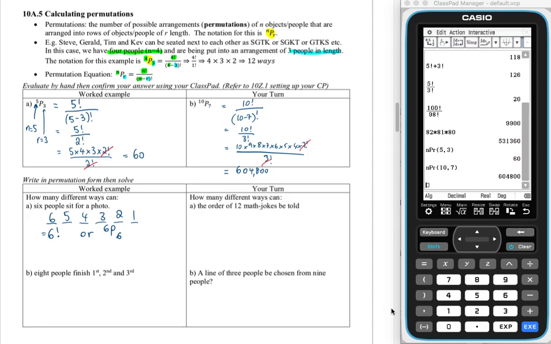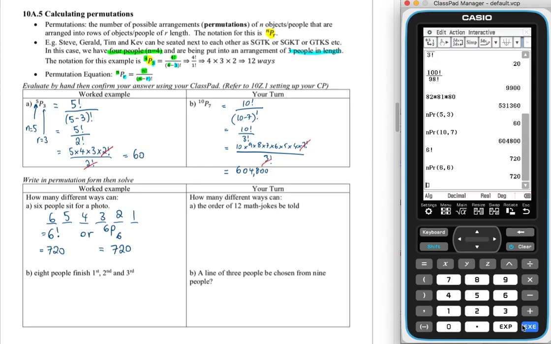So, plugging into our calculator, 6 shift 7, which is our factorial, is 720. And to confirm our answer here, shift 8, 6, 6, and that should be 720 as well. Fantastic. So, there's both our answers. There are 720 different ways that 6 people can sit for a photo. Pretty remarkable.